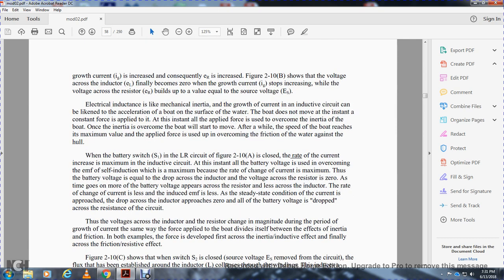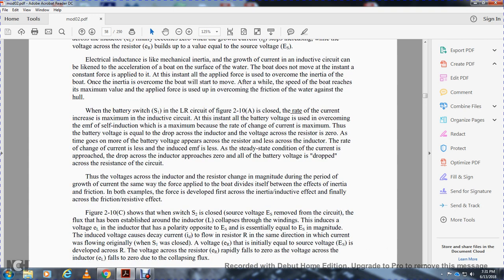And the electrical induced to the mechanical, and the growth of the current in the electric circuit will be like the acceleration of the boat on the surface of water. The boat does not move at the instant the constant force is applied. The instant of the applied force is used to overcome the inertia of the boat. But once the inertia is overcome, the boat will start to move. After a while, the speed of the boat reaches the maximum value, and the applied force is used to overcome the friction of the water against the hull.